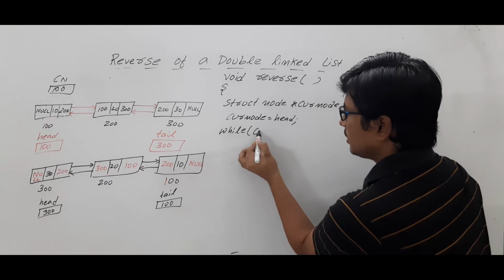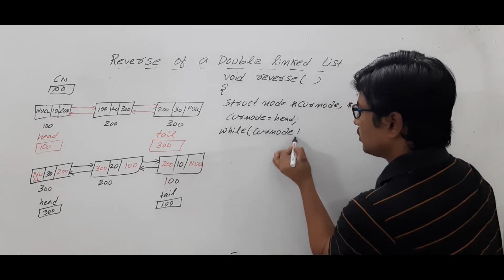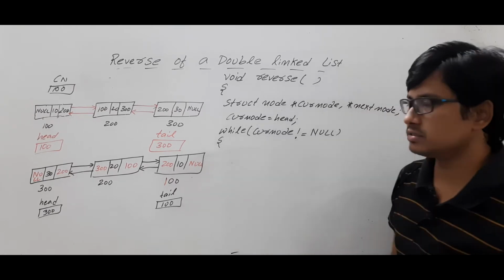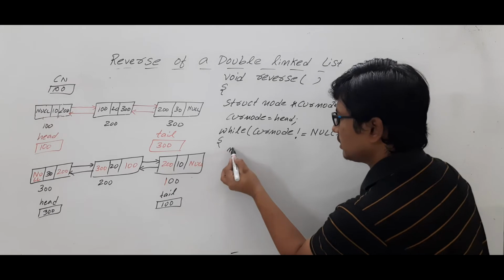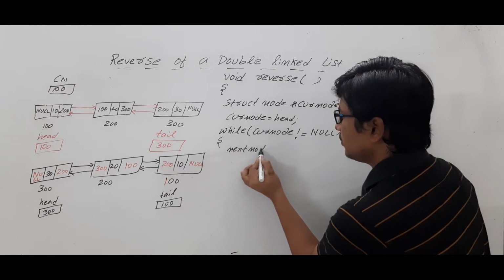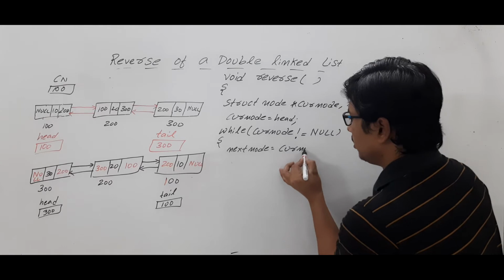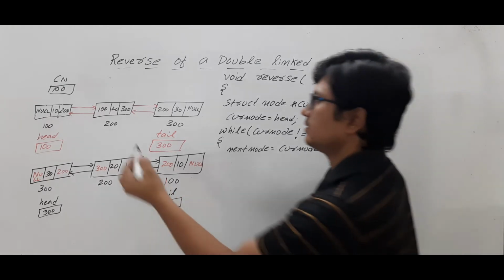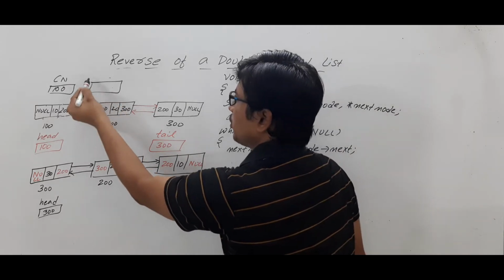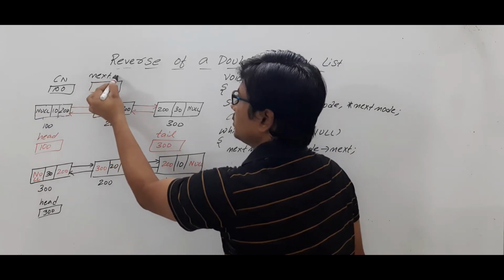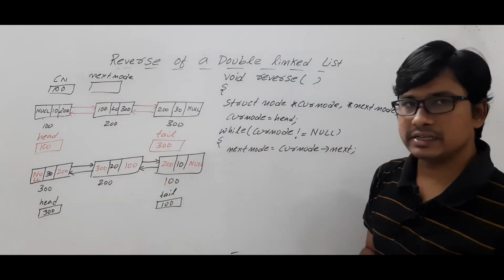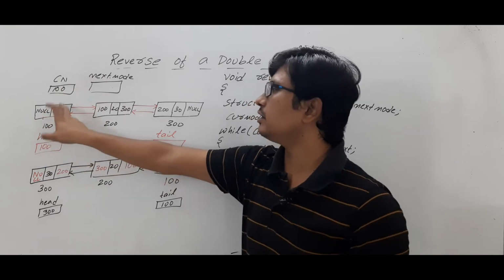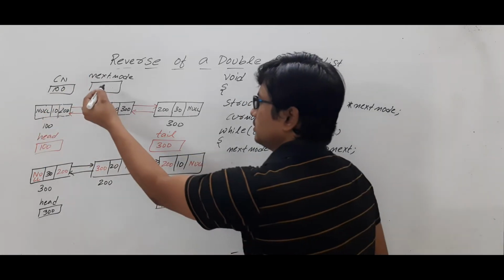While current node not equal to null. Is it clear? Are you able to understand it or not? This is the condition. Then I am writing next node is equal to current node of next. Now look here. We have declared another pointer called next node, which is assigned current node of next. What is current node? 100. 100 of next, which is 200. So it will have this one.